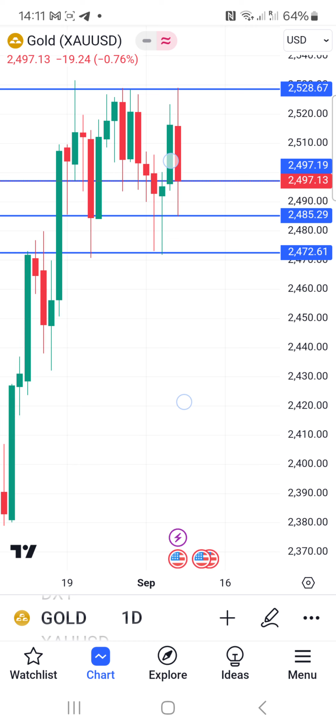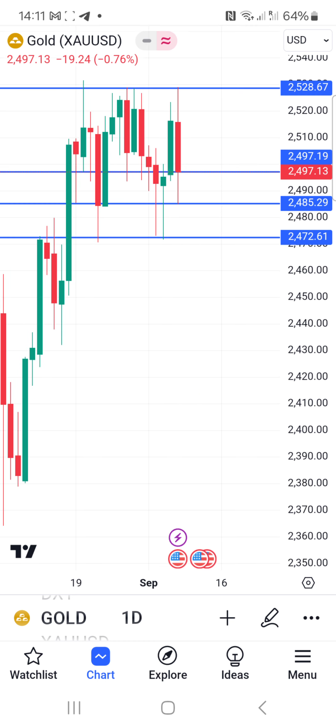So for a clear view, you can see that gold has been going upwards the whole week. Then, not suddenly, just step by step, it created a high at 25.28. Then it came lower and registered a lowest point of 24.72. So it is kind of ranging. It's in a range.